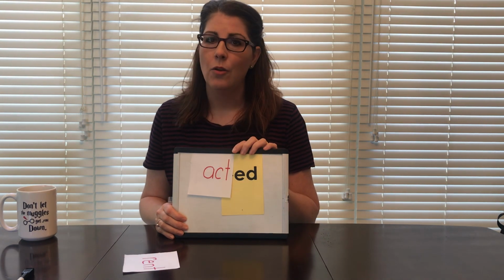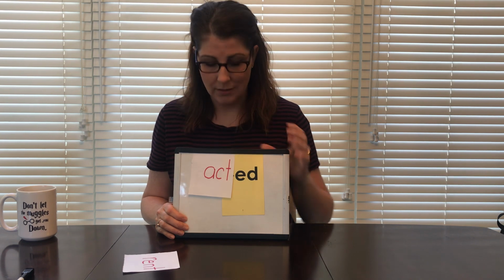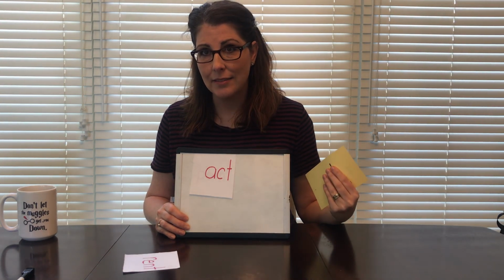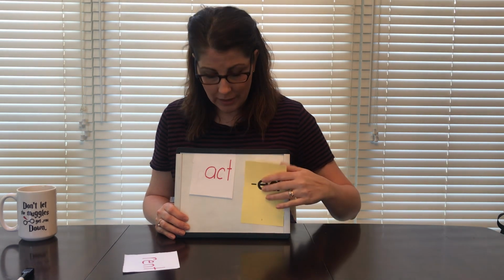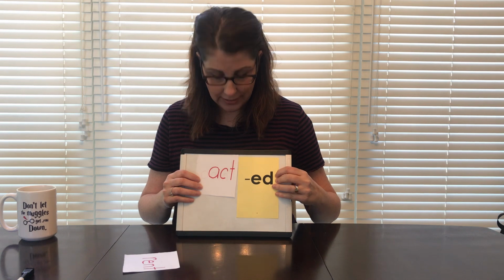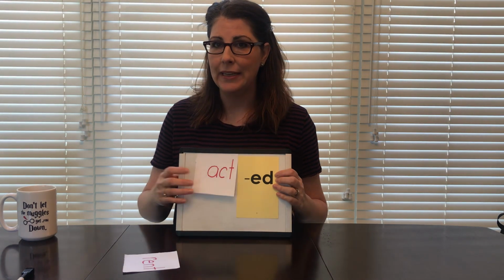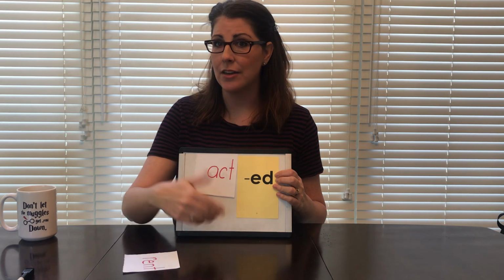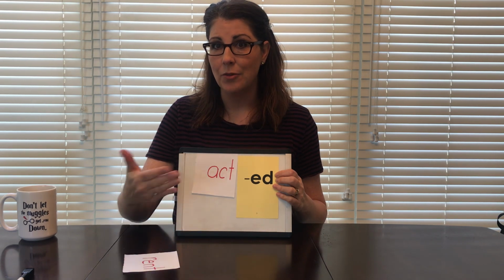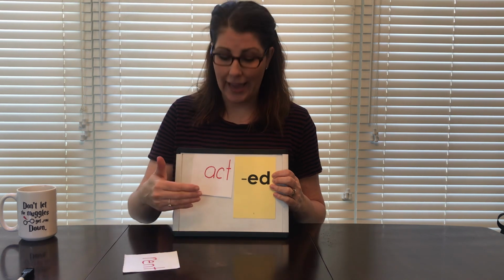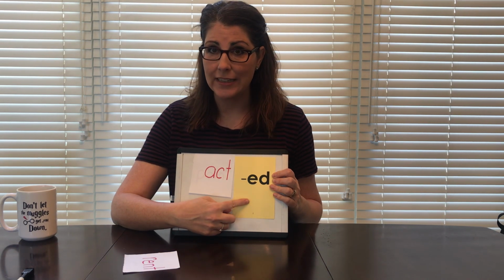Acted. What's my base word? My base word is act. Okay? But when I add suffix ed to the end of the word, now if I acted, it happened in the past. It already happened. We acted in the school musical. It already happened because I added suffix ed.